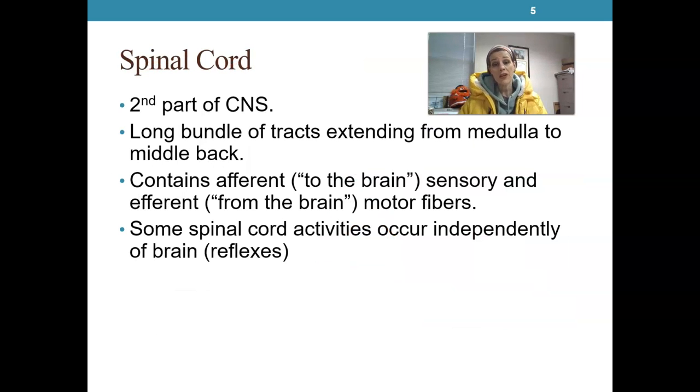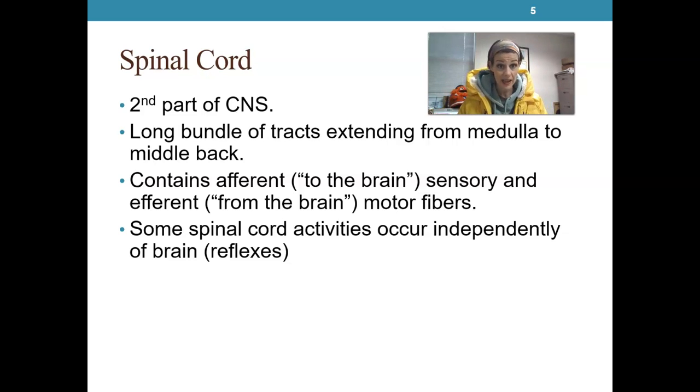So the spinal cord is the second part of our central nervous system. Our spinal cord is a long bundle of tracts. Remember that we're in the central nervous system, so bundles of axons are going to be tracts. If we're in the peripheral nervous system, hopefully you remember that they're called nerves. This extends from the brainstem and the medulla to our middle back.